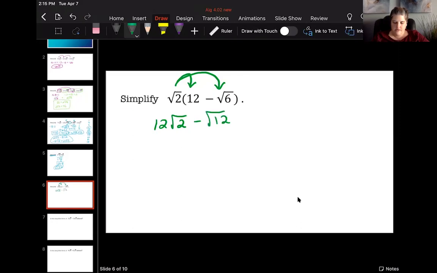So this is asking you to simplify it. So we can't stop there. This 12 can actually be broken up into one of our perfect squares and a not perfect square.